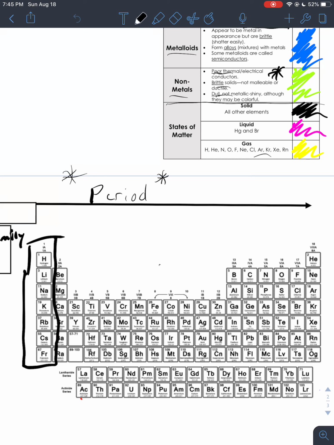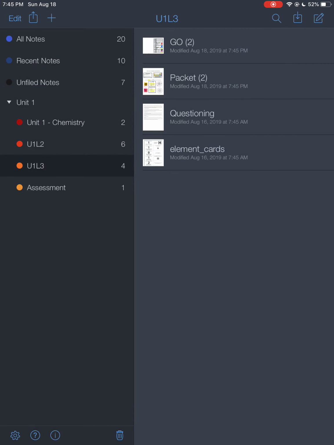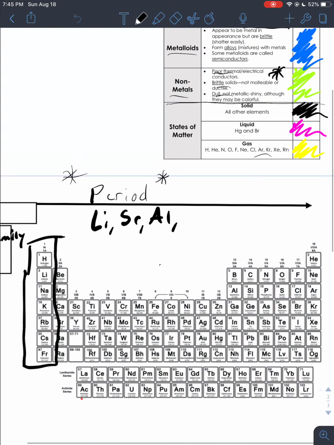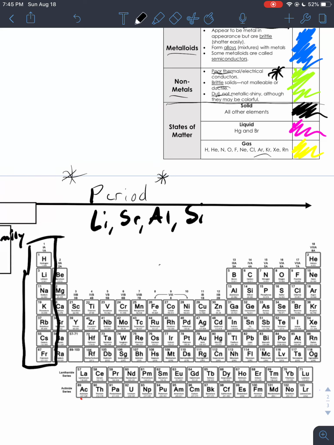I'm going to transfer it just for simplicity's sake. I said Li, Sr, Al. What else did I say? And Si. I'm going to erase column 1 because I'm not interested in group 1 anymore. Now I'm interested in group 2. All I have to do is find the element that falls inside group 2.